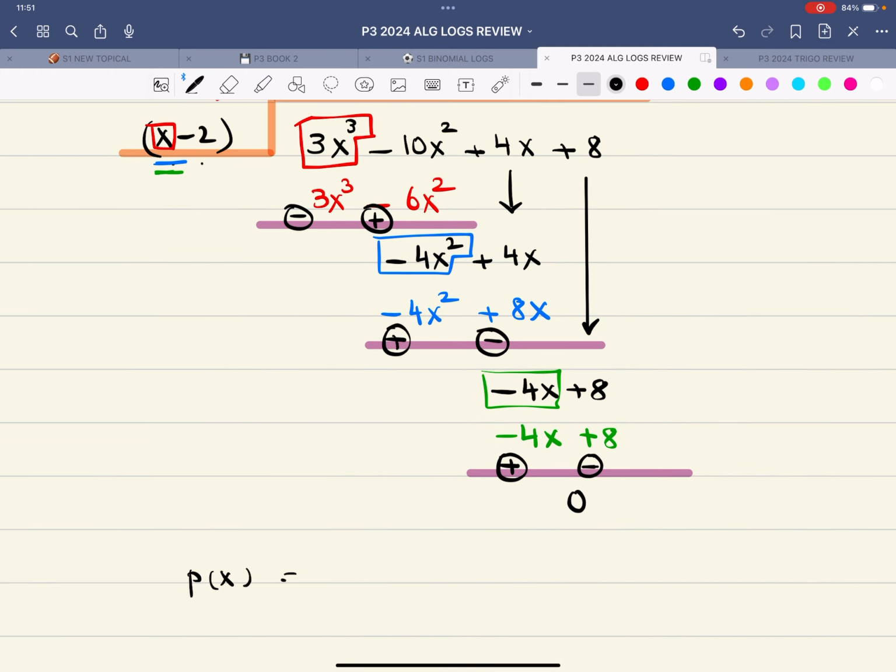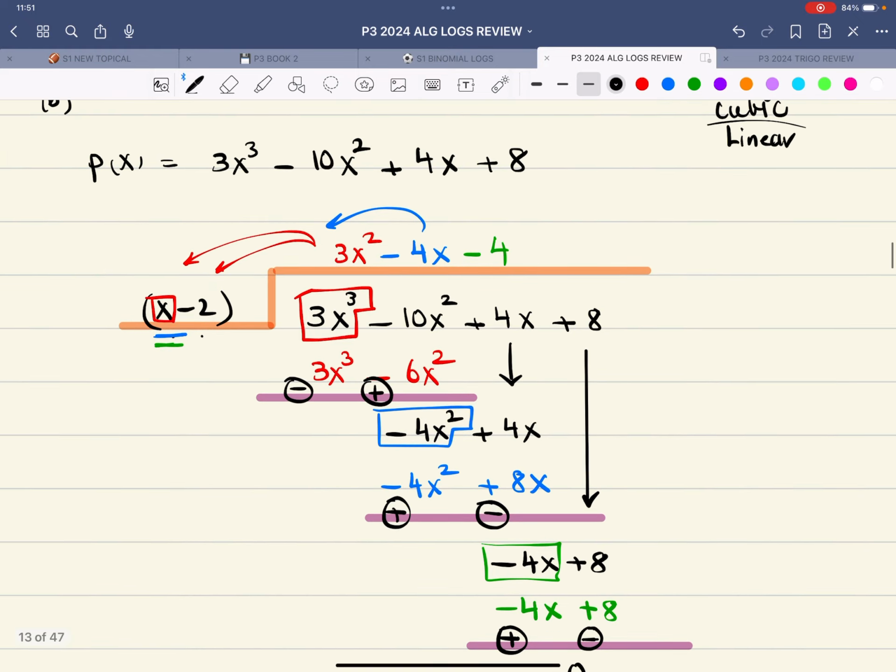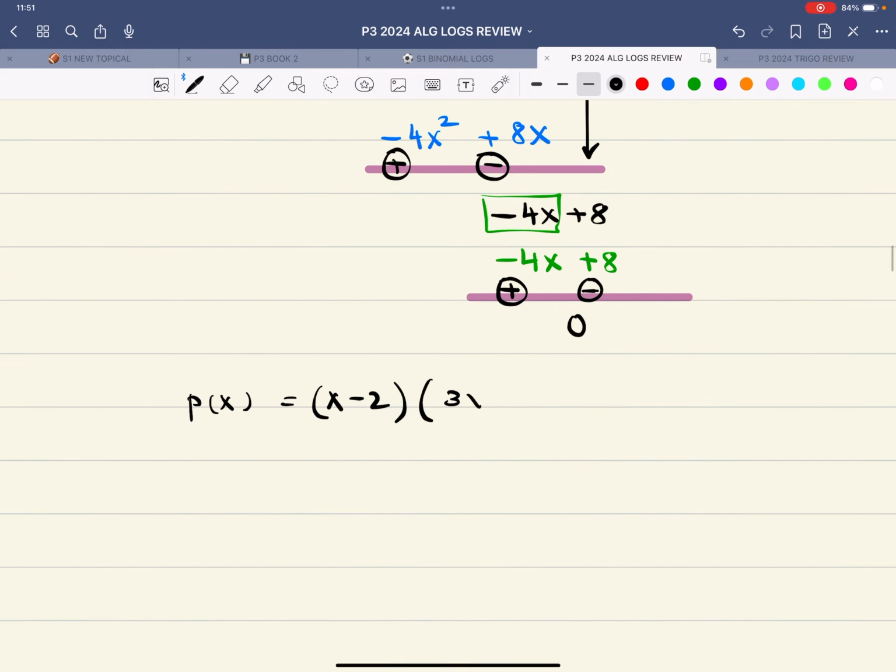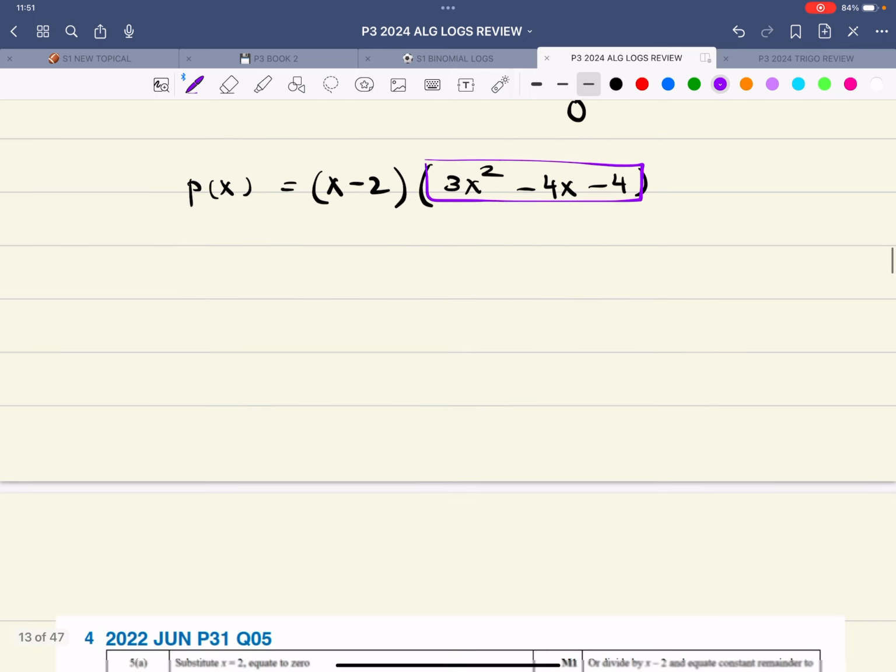Therefore p(x) is equal to x minus 2 into the quotient, which is 3x squared minus 4x minus 4. Now the question is, can I factorize it further? I think I can. So let me do this factorization on the sidelines.